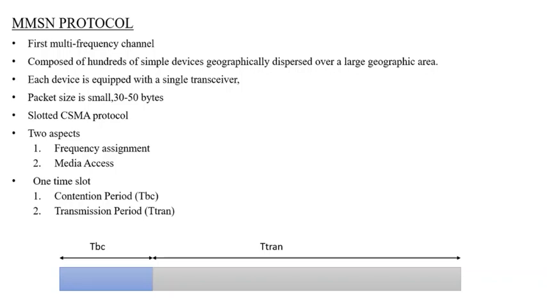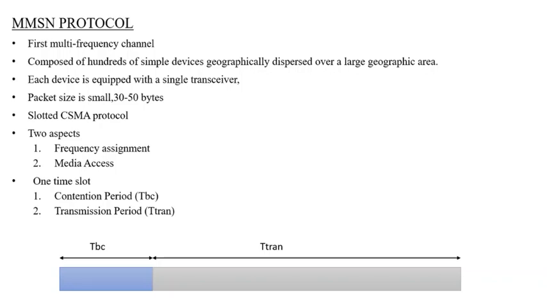MMSN protocol is the first multi-frequency MAC protocol especially designed for WSN, which is composed of hundreds of simple devices geographically dispersed in an ad hoc network over a large geographic area. Each device is equipped with a single transceiver and the packet size is very small, approximately 30 to 50 bytes. It is a slotted CSMA protocol and at the beginning of each time slot nodes need to contend for the medium before they can transmit.